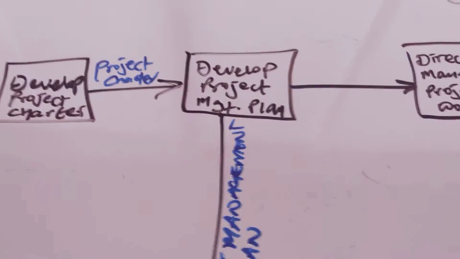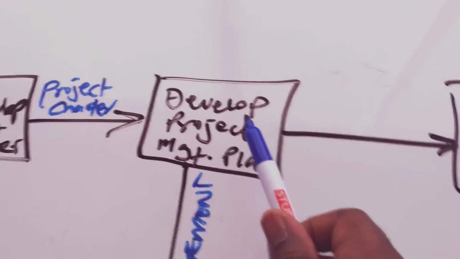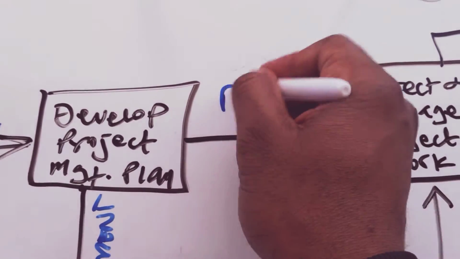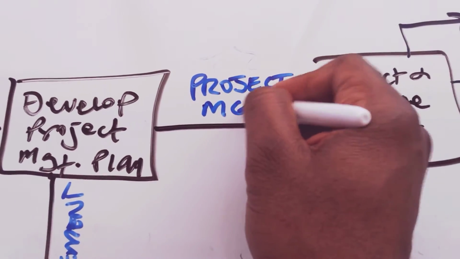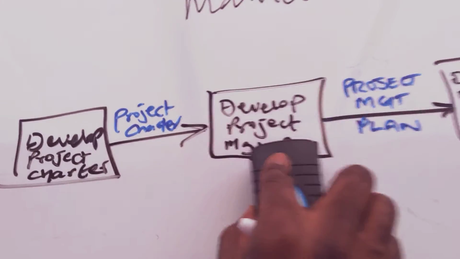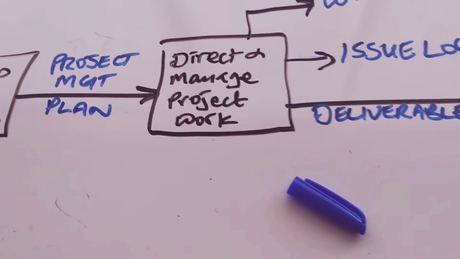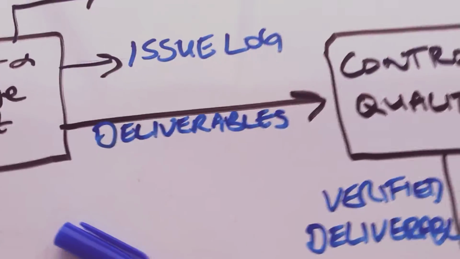So let's follow the map again. Develop project charter gives you the project charter, and develop project management plan gives you the project management plan. And I had it shown here, so I'm just going to erase that so that we've got it nice and neat. Okay, so the project management plan goes into direct and manage project work. That gives you work performance data, the issue log and deliverables.